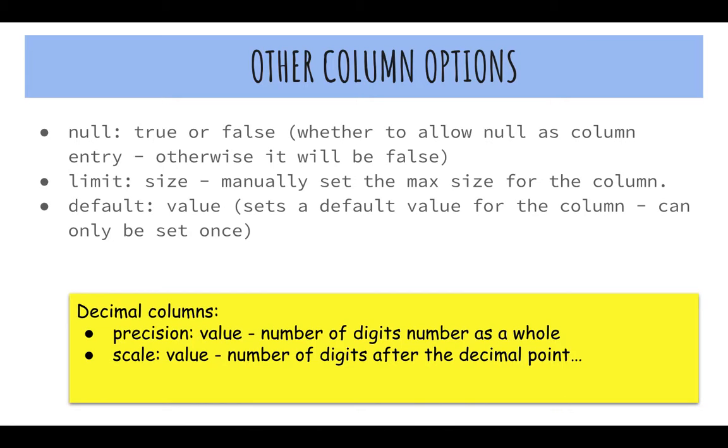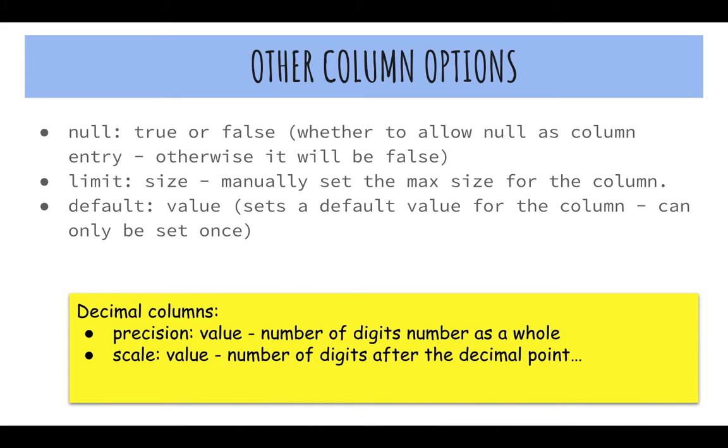Other column options could include null: true or false, which decides whether to allow null as a column entry; otherwise it would be false. We can have limit, so we can manually set the max size for the column, how much text we want in there. We can also have default with a value that sets a default value for the column, but that can only be set once. We can't change that once we've done it.